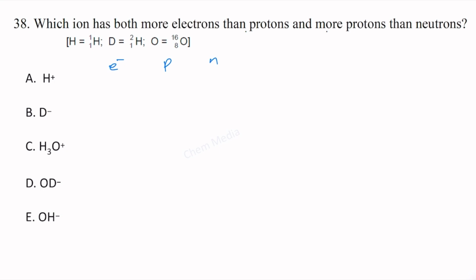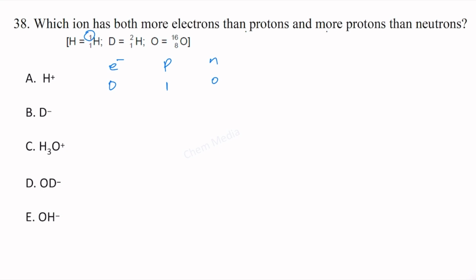is correct. In H plus, the number of electrons will be 0. We will have only one proton. Hydrogen atom has no neutrons and therefore the number of neutrons will be 0. The one that we write here is the sum of number of protons plus neutrons and therefore the neutrons should be 0.